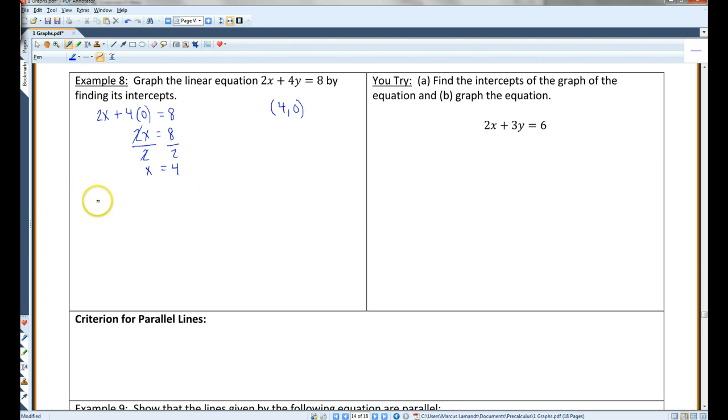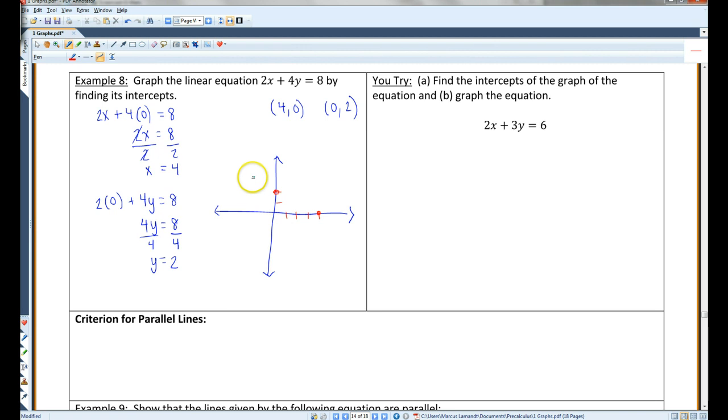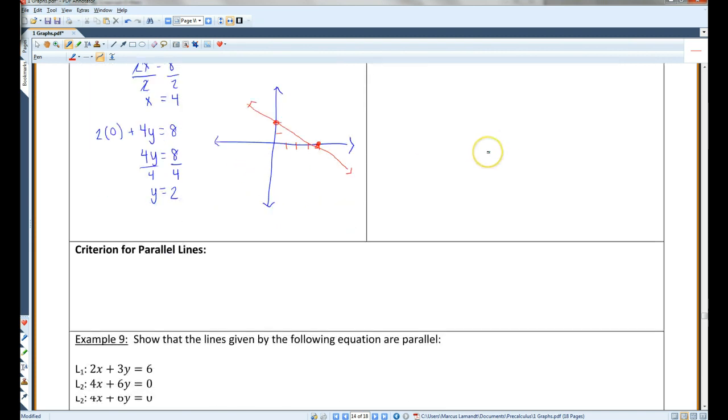Now let's find the y-intercept. So I've got 2 times 0 plus 4y equals 8. 4y equals 8, divided by 4. Y equals 2. So the y-intercept is 0, 2. And 2 points is all you need to graph it. So I've got 1, 2, 3, 4, and 0, 2. Close enough. Okay? Alright, you guys can try this one.